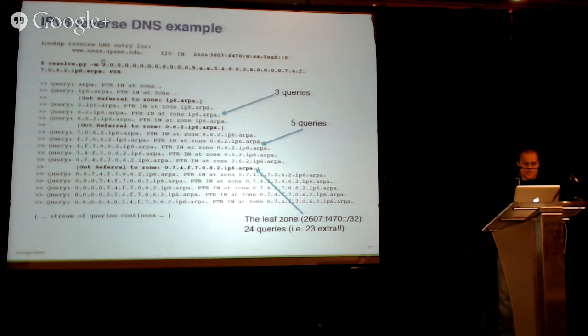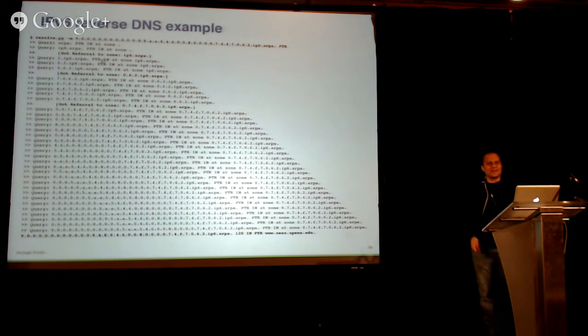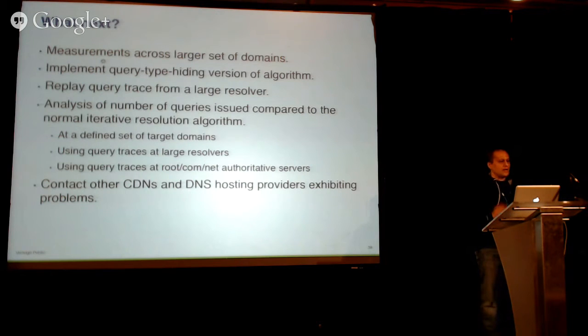So I'll give you a little bit of an eye chart in the next slide. So this is what it looks like. I know you can't read it, but it gives you an idea of the ballooning of the number of queries that you might need to resolve this name. All right, okay, so what I want to do next is I would like to redo the measurements across a larger set of domains, maybe the Alexa top, I don't know, 1,000,000, 100,000, something like that. Implement the query type hiding version of this algorithm.